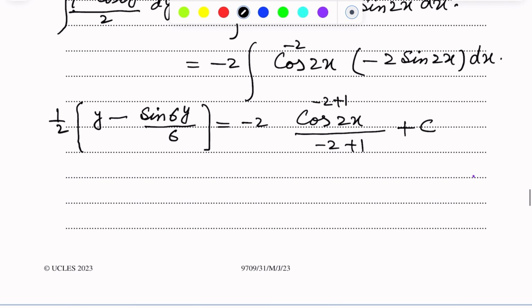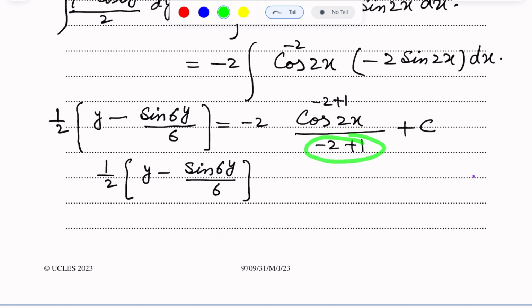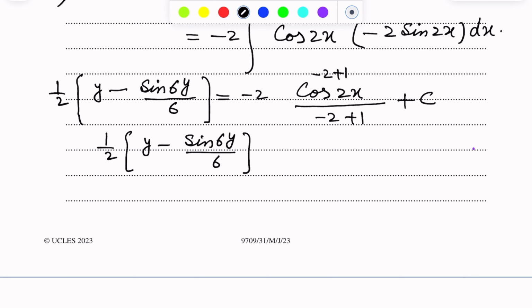Now we will simplify it. 1 over 2 y minus sine 6y over 6. The minus 2 plus 1 is minus 1, into minus 2 divided by minus 1. That minus sign will be cancelled. So it becomes 2 cos 2x power negative 1 plus c. Let this equation be a for reference.